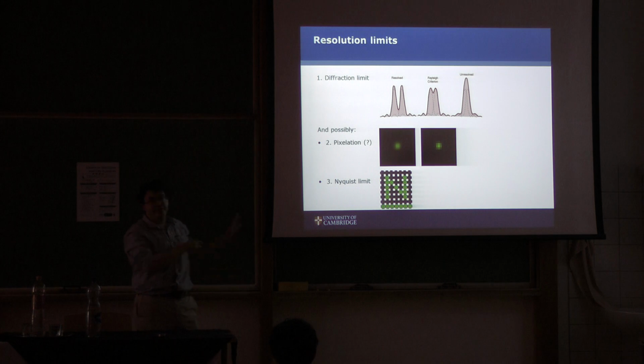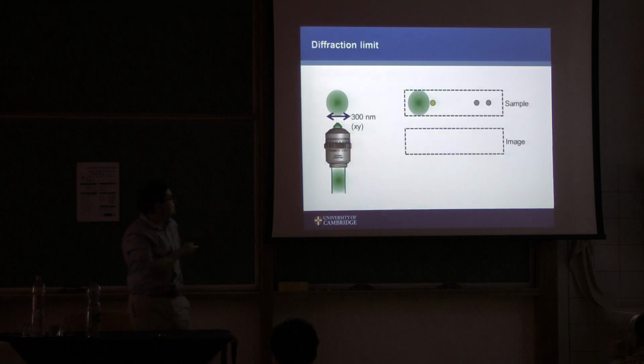This basically says you can't resolve structure that's finer than is actually there in the sample. And pixelation says don't use too big a pixel size. And the fundamental problem is diffraction limitation, that the blur is going to correspond to about the wavelength of light on the sample. Okay. So how do we beat this?